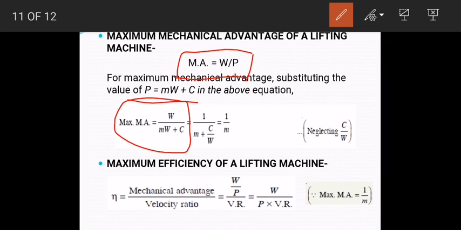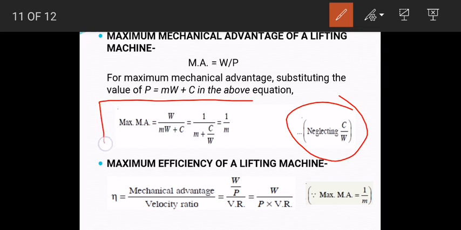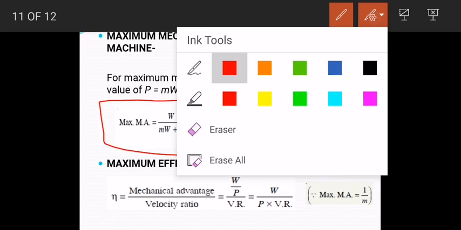So what we get is W upon mW plus C. Again rearranging it, we will get 1 upon m plus C upon W. If we neglect this C upon W, we get the maximum mechanical advantage as 1 upon m. So our answer is maximum mechanical advantage is equal to 1 upon m.